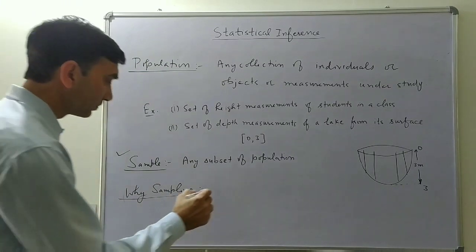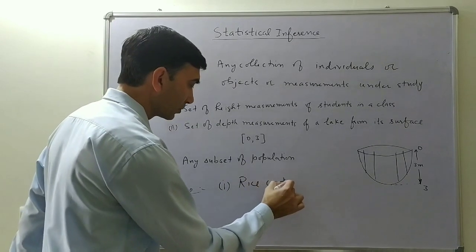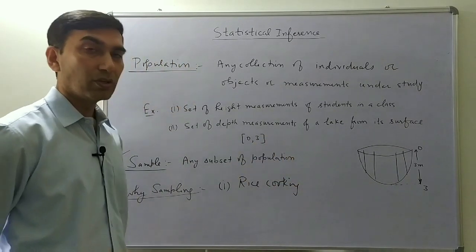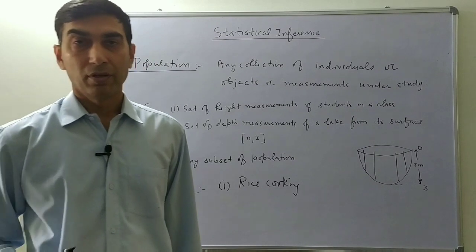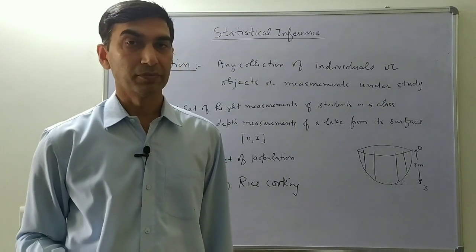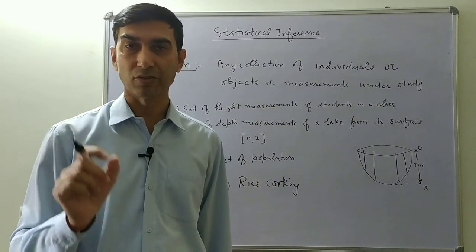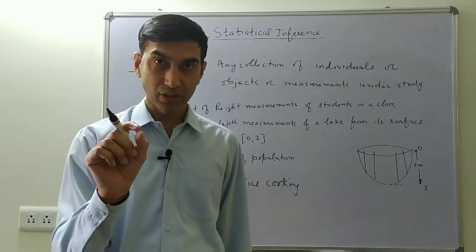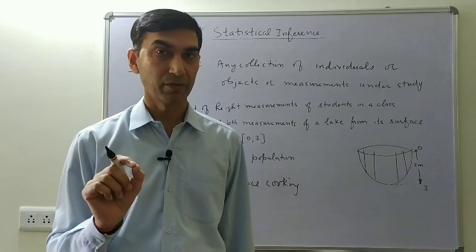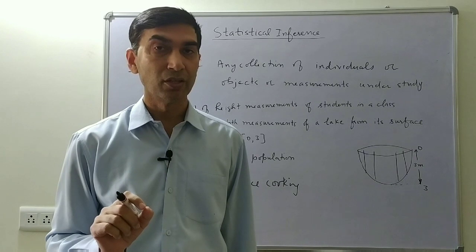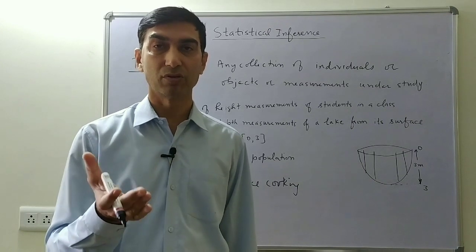For example, when you cook rice, how do you check whether rice is cooked? You take out few grains and you decide whether rice is cooked. So you infer the property about the whole rice population from that sample of few grains and make your decision, right? So it's an example of sampling. And by taking a sample, you are deciding about the whole population.